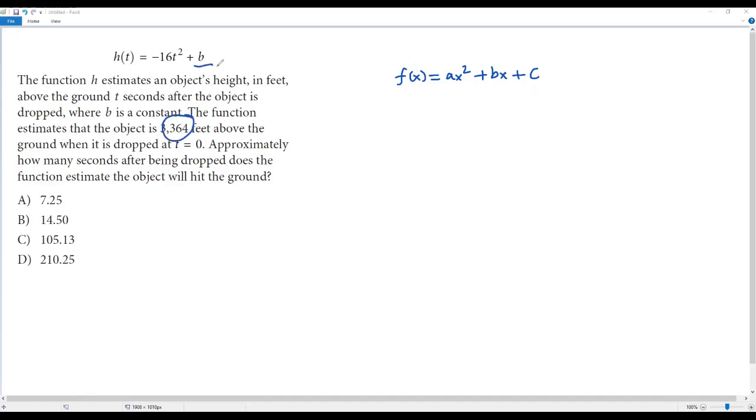So this must be the value of b. So let's plug in this one for b over here. Then we get h of t equals negative 16 t squared plus 3,364.